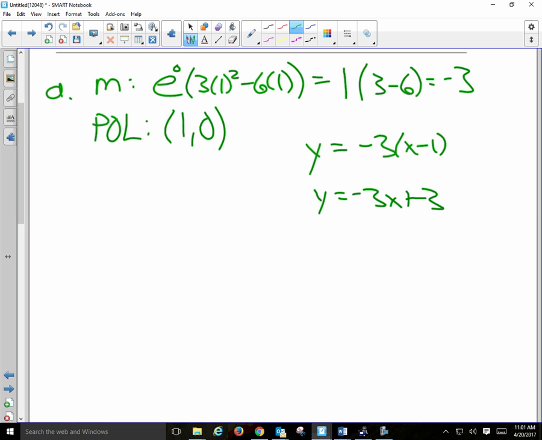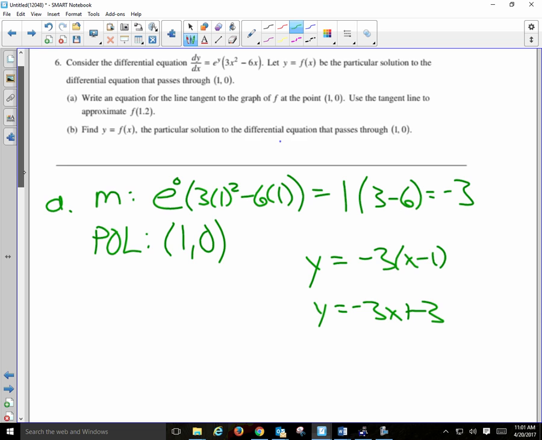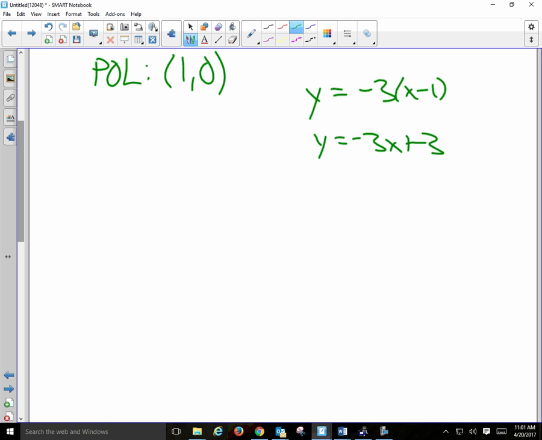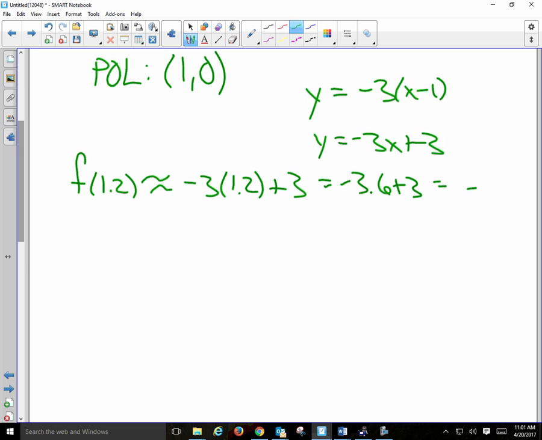So now I have an equation for a line tangent. The next question is to approximate, as it says, approximate f of 1.2. How do I approximate f of 1.2? So f of 1.2 is approximately -3 times 1.2 plus 3, or -3.6 plus 3, which is -0.6. So f of 1.2 is approximately -0.6.